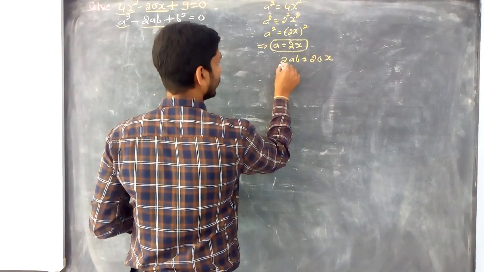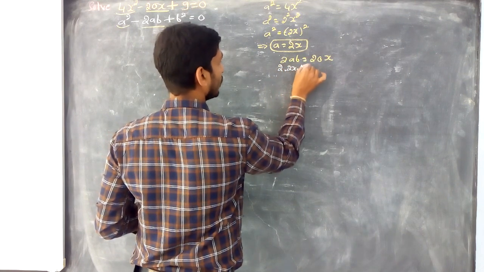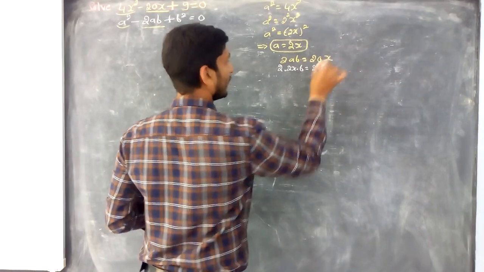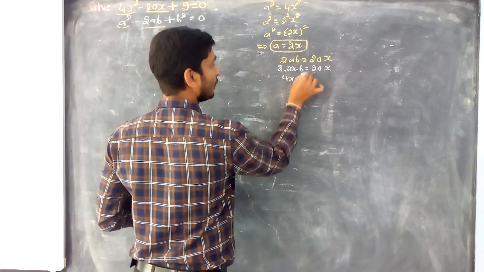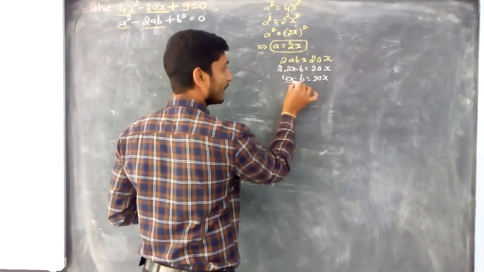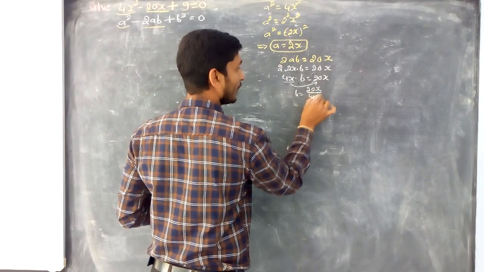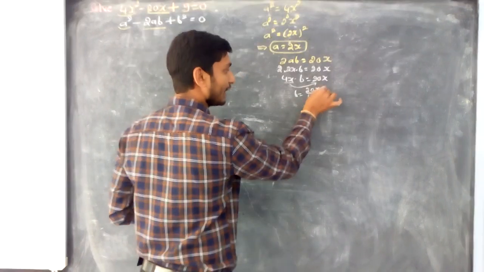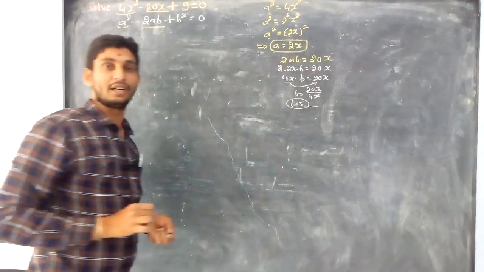Now 2 into a, that means 2x, into b is equal to 20x. Now 2 into 2x means 4x into b is equal to 20x. You need the answer of b. Transfer 4x to the right side. This b is equal to 20x divided by 4x. x gets cancelled. 4 ones are 4, 4 fives are 20. That's why the answer of b is 5.